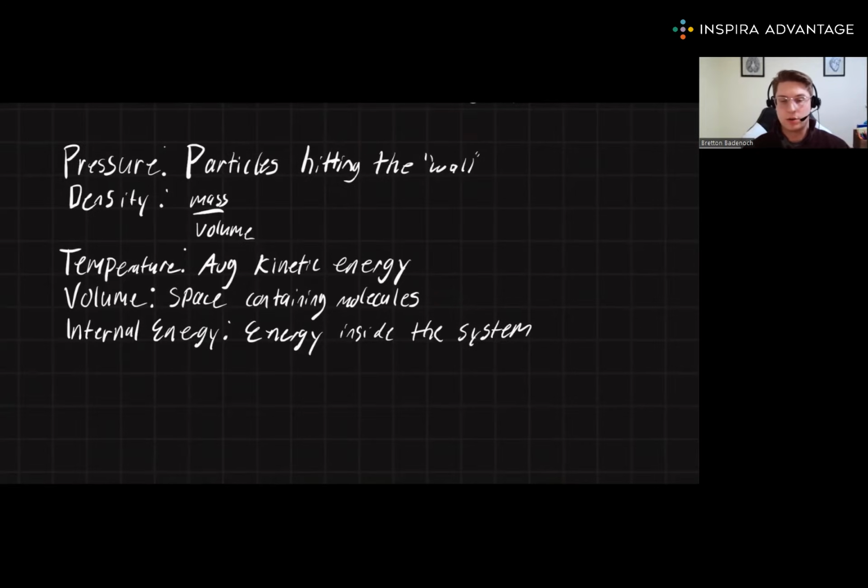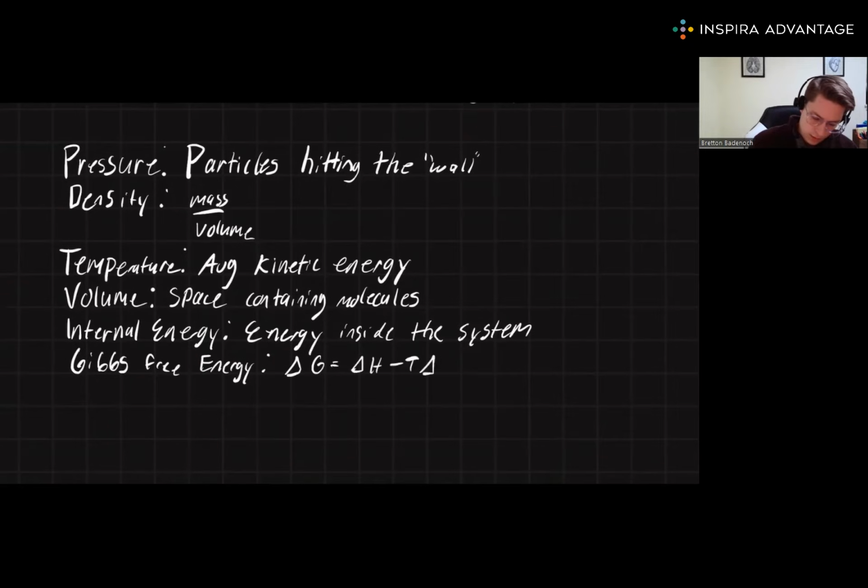Then we have Gibbs free energy. This is what we're talking about when we say delta G, when we're looking at rate law equations. This is equal to delta H minus T delta S. And don't worry, we will talk about what these mean in just a second. Delta H is enthalpy, enthalpy, not entropy, enthalpy. This is the total heat in a system or chemical process.